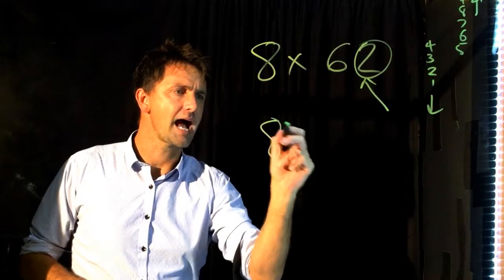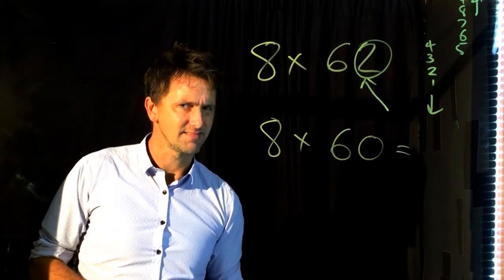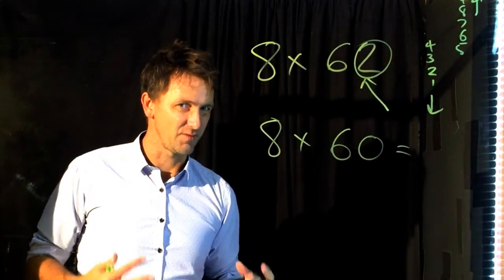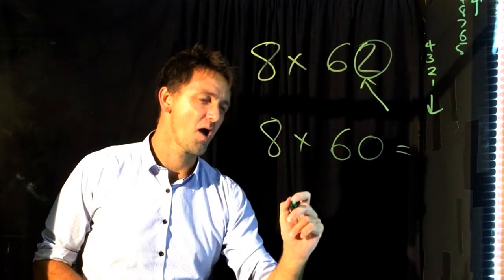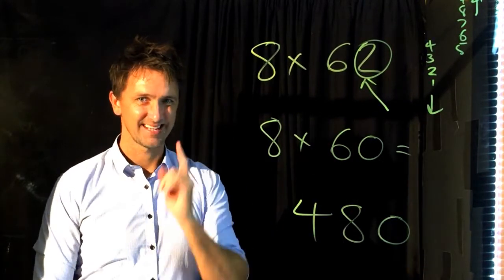So the question becomes 8 times 60, which really is 8 times 6, which is 48 if you know your tables, and then add the 0, which is 480. Okay, let's do another one.